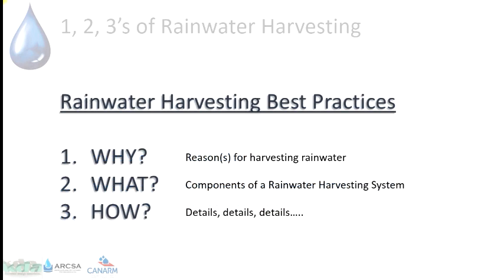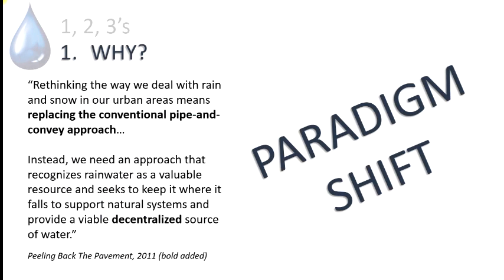Let's talk about rainwater harvesting best practices. The three steps. The first is the why. What is the reason for harvesting rainwater? And there are several reasons. The second is the what, which is components of the harvesting system. The third is the details, how to go about deciding which components, how they go together, the sizing of the cistern, and those types of things.